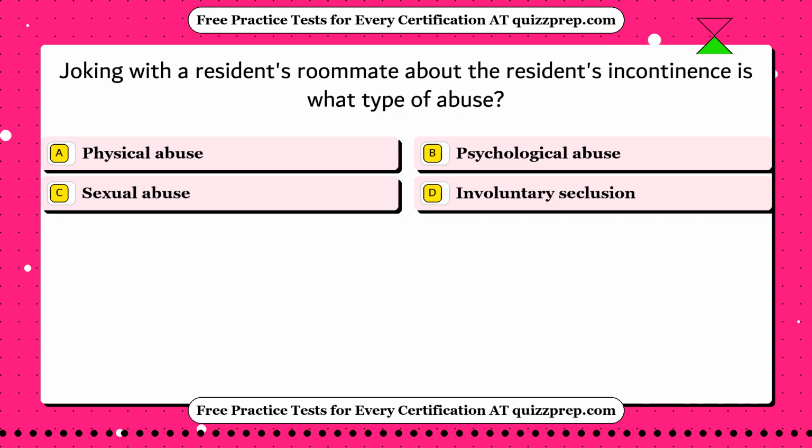Question 3. Joking with a resident's roommate about the resident's incontinence is what type of abuse? Option A. Physical abuse. Option B. Psychological abuse. Option C. Sexual abuse. Option D. Involuntary seclusion.